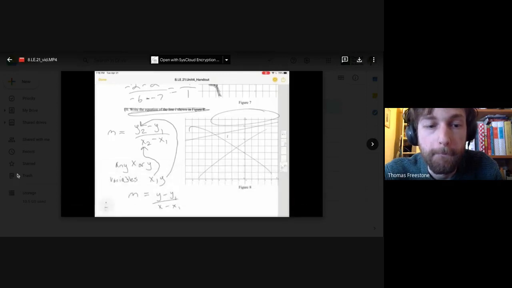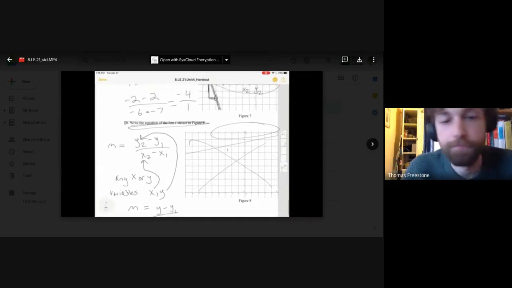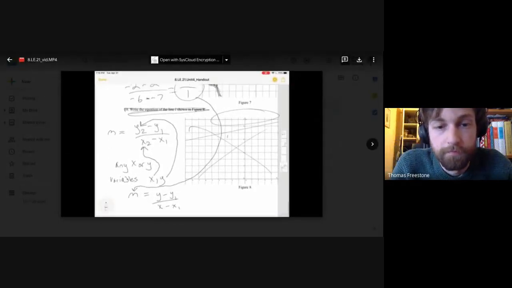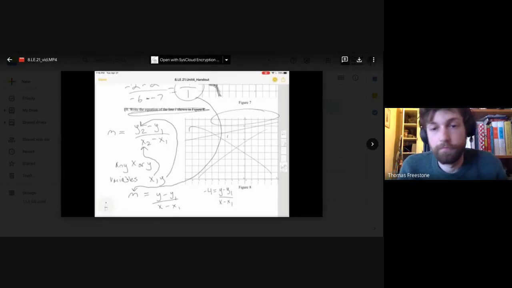So I'm actually going to go ahead and replace m also with -4, because I know that slope. So now I have -4 is equal to y minus y1 over x minus x1. And hopefully you remember that these are sort of grouped together. I have a numerator and a denominator, and the whole numerator is being divided by the whole denominator. So I'm going to add in those parentheses. They could have always been written there.